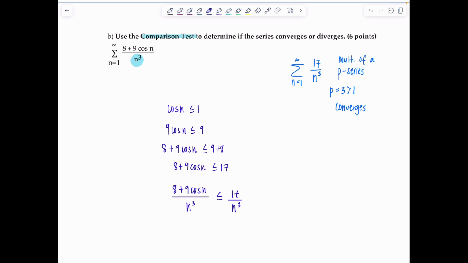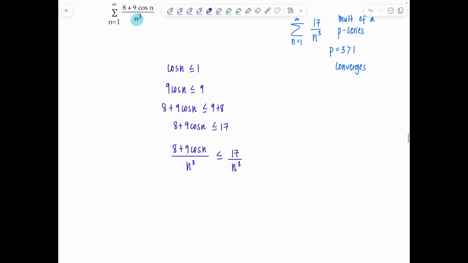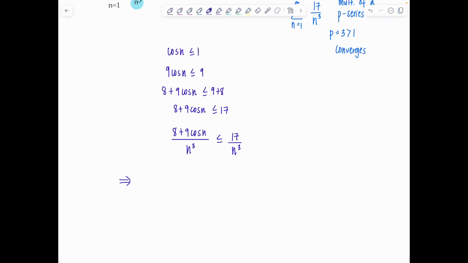And that's it. This was direct comparison. We don't need to take a limit, nothing. You just summarize for the people. So this means the sum, n equals 1 to infinity, of (8 plus 9 cosine n) over n cubed also converges by comparison, or some of them put by direct comparison, because that's what our textbook calls it. Okay. Good? Are we feeling okay?